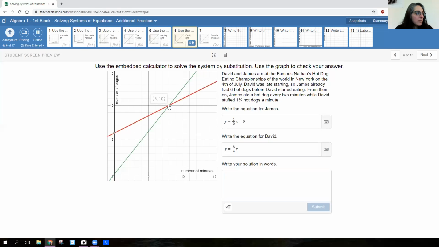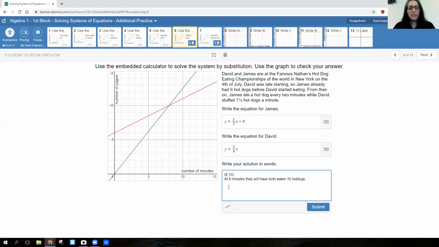What do we got here? Looks like 8,10. Yeah, good. Good, nice job. Very nicely said, good. At 8 minutes, they will have both eaten 10 hot dogs. Can you imagine eating 10 hot dogs in 8 minutes?